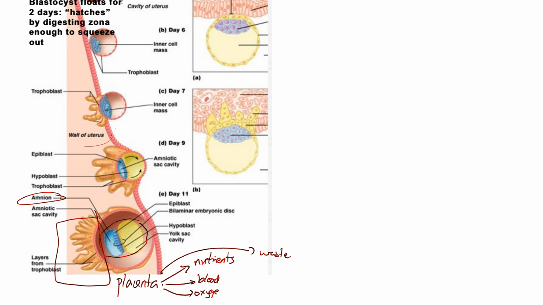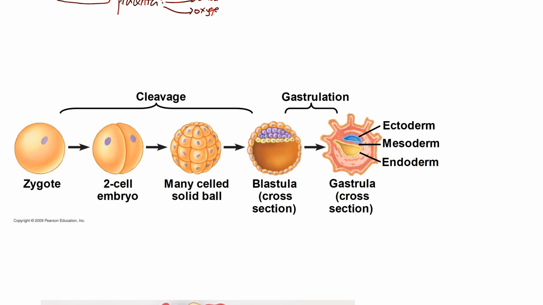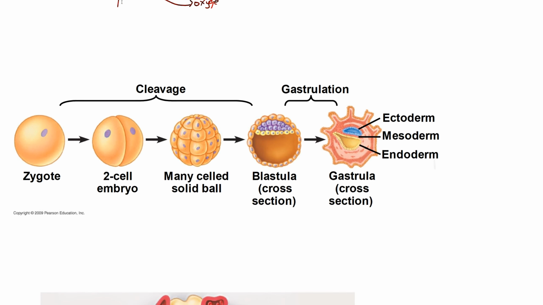Just remember that you need to form a few structures. First is the placenta, which is made from trophoblasts. Right? The placenta is the important structure for the baby to exchange nutrients, blood, oxygen, as well as release waste of the baby to the mother. And the inner cell mass is going to form some interesting structures, which are the germ layers.